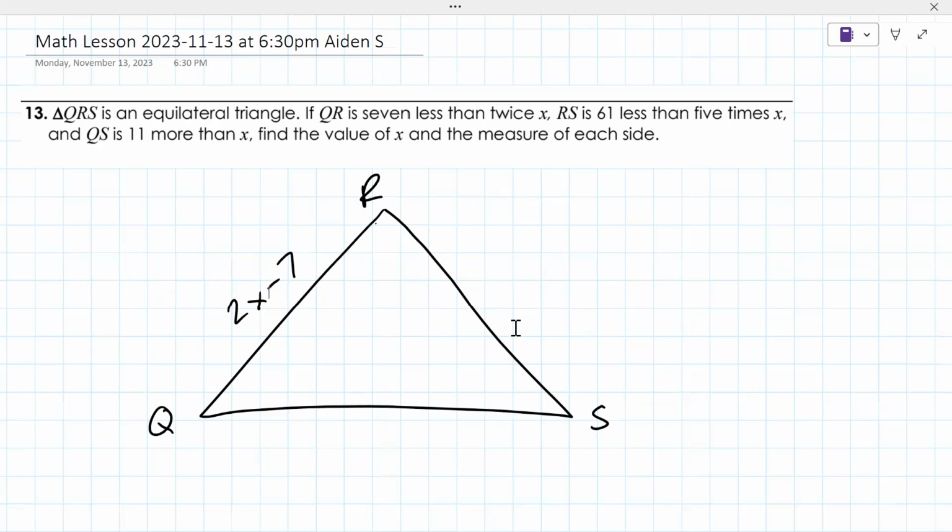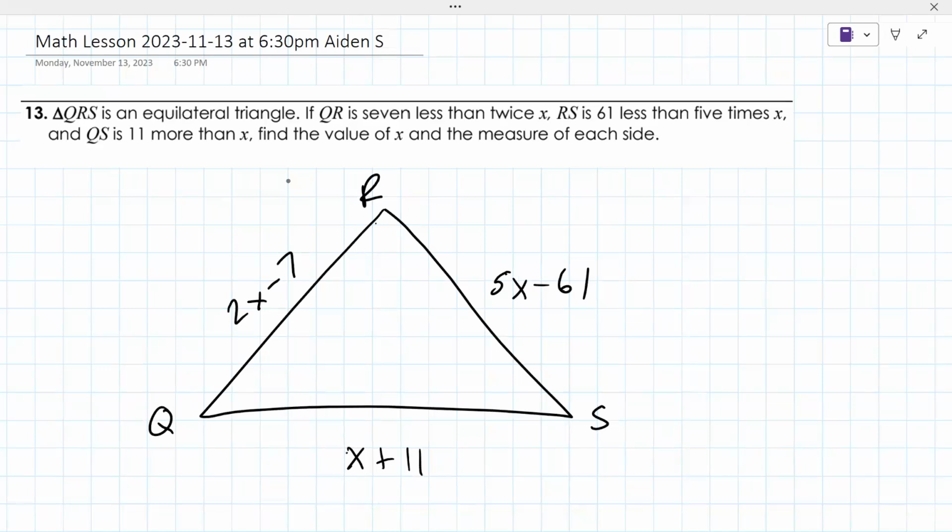RS. So could you tell me the equation, or the expression, for that here, please? 61 less than 5 times X. It's very similar to the previous one I just mentioned. Oh, so that would be 5x minus 61. Yes. QS is 11 more than that.